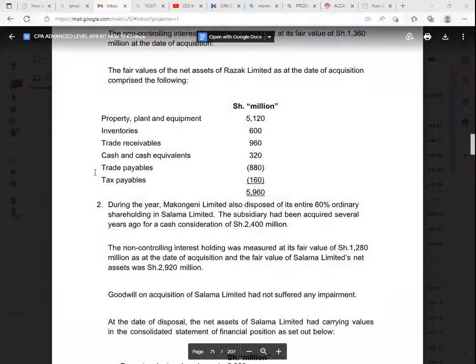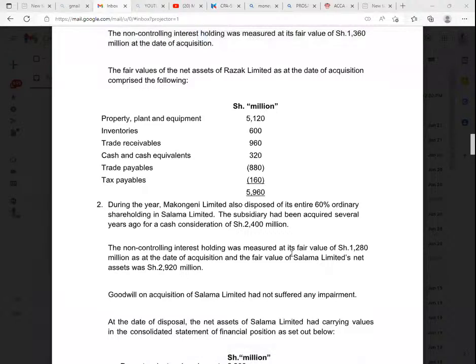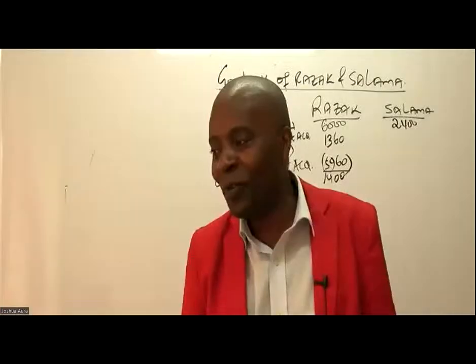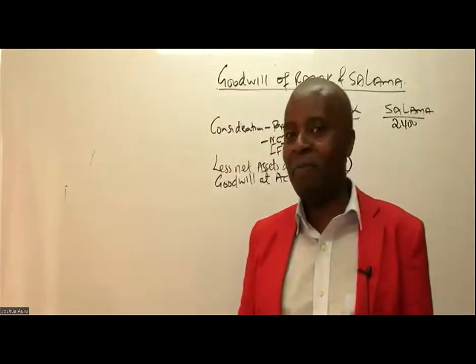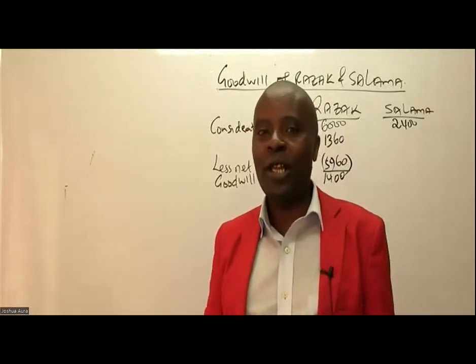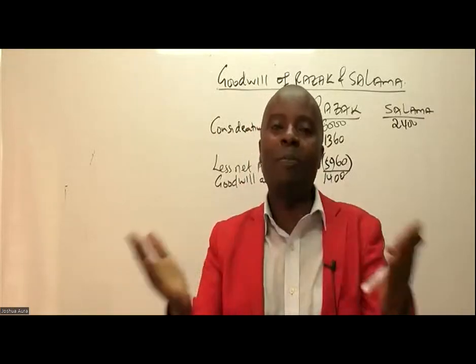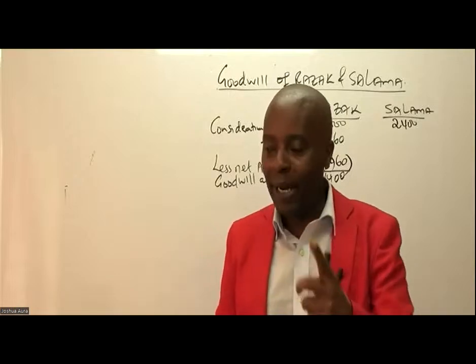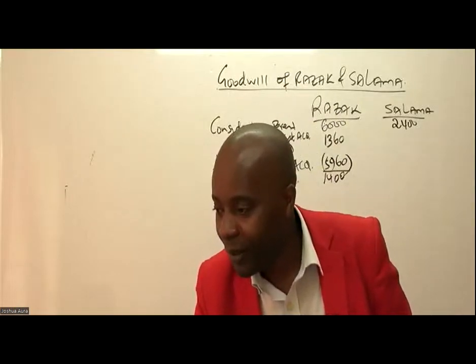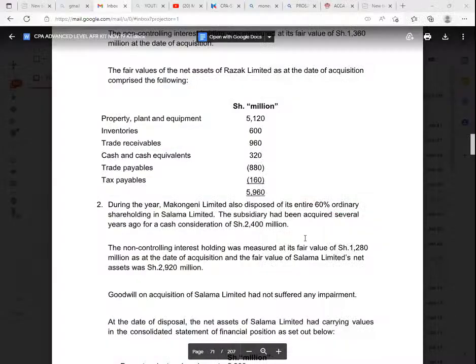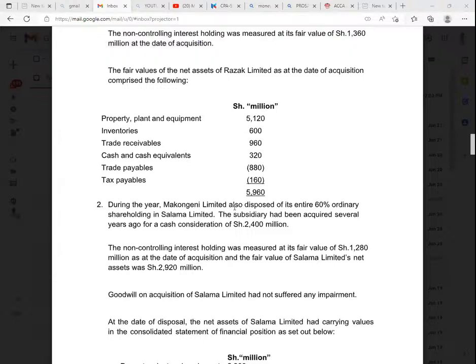Okay, so we are told here the NCI was measured at its fair value of 1280 at the date of acquisition. I normally see students failing in advanced financial reporting, getting a fail in AFR, and I sympathize with them. They don't know how easy this paper is. This is the easiest paper in CPA that you can do, actually with your eyes closed, and you still pass. So we are told here the fair value of Salama's NCI was 1280.